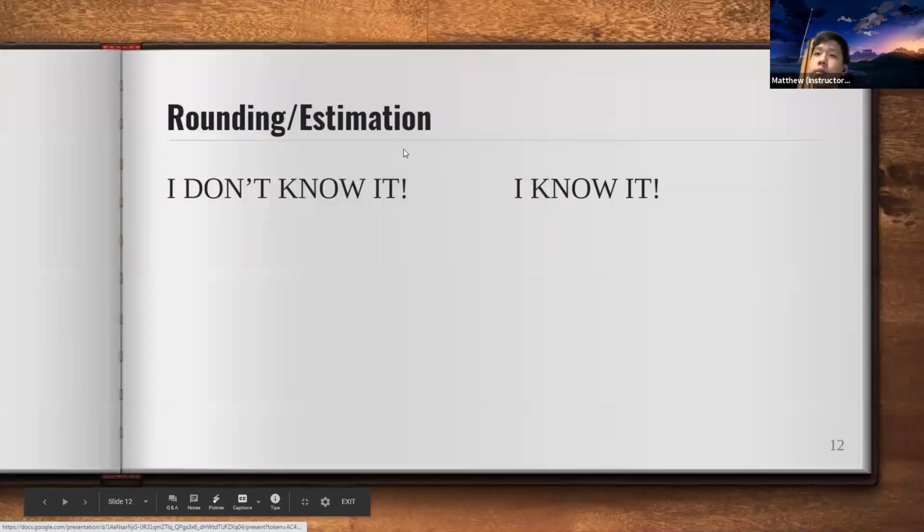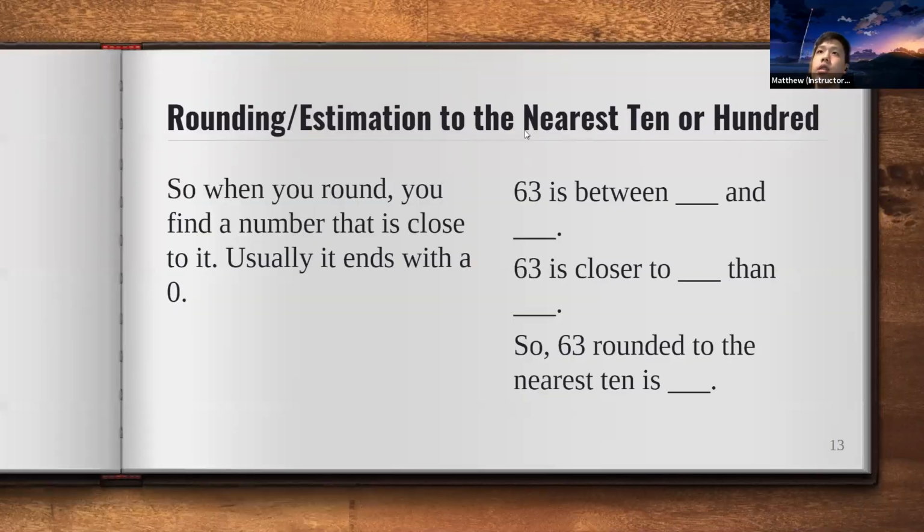So, rounding estimation. I don't know it, or I know it, for most people. So rounding estimation to the nearest 10 or 100. Usually when you round, you find the number that is close to it, usually ends with a 0. For example, 63 is between 60 and 70, but 63 is closer to 60 than it is to 70. So 63 rounded to the nearest 10 would be 60.